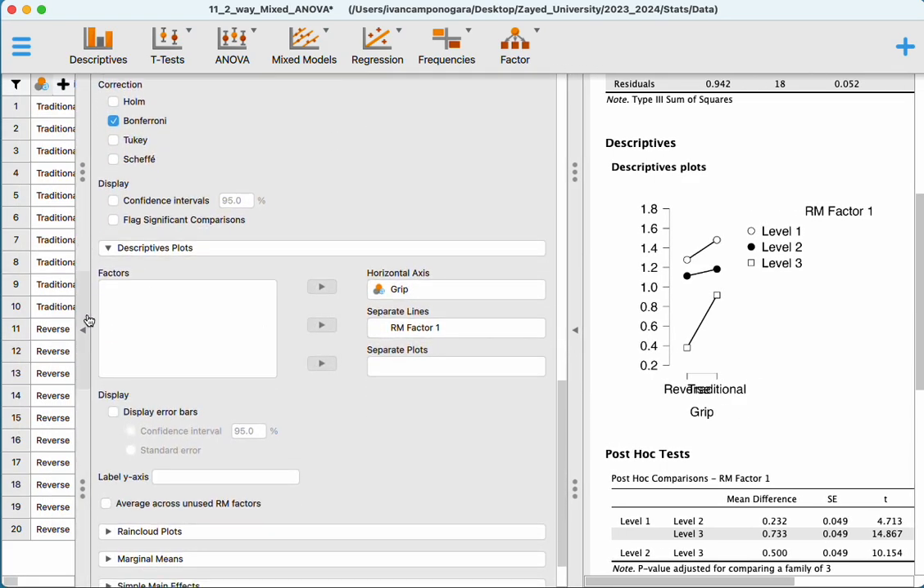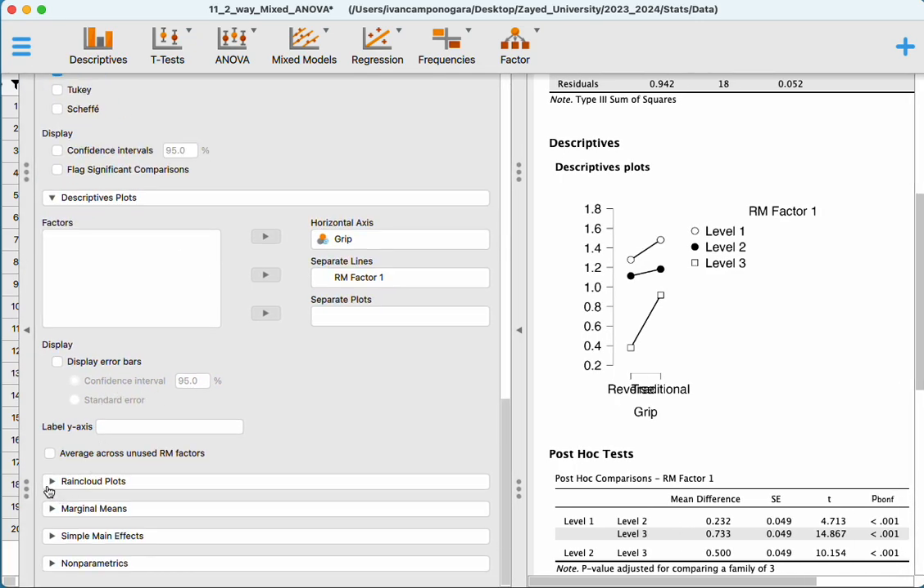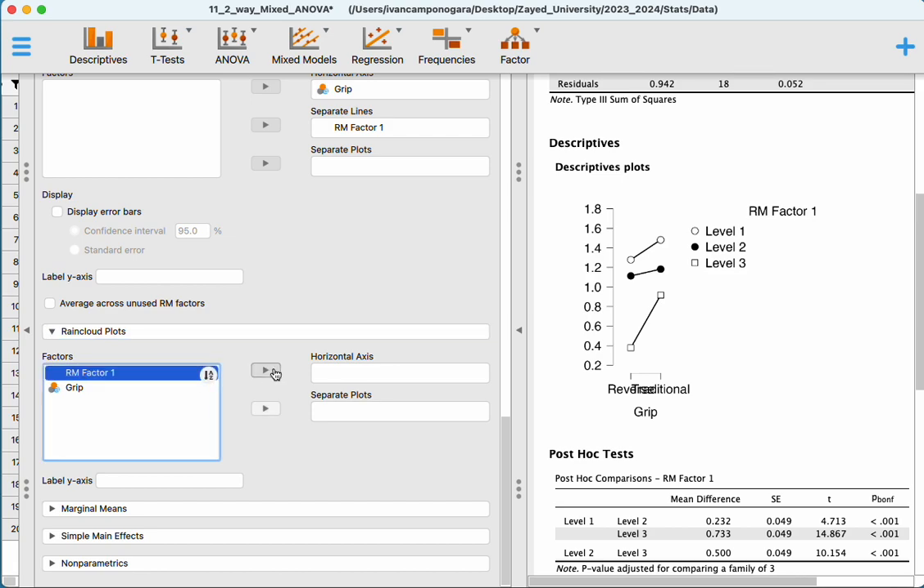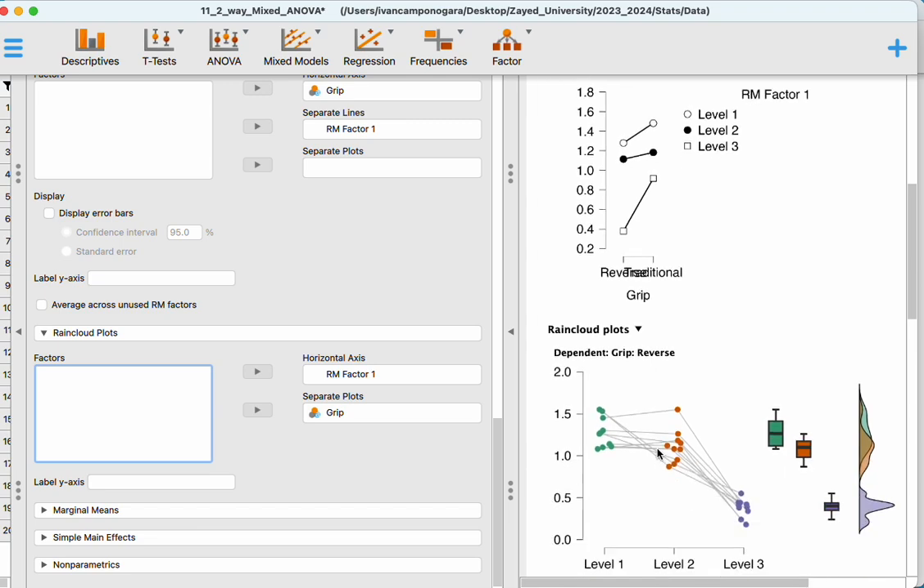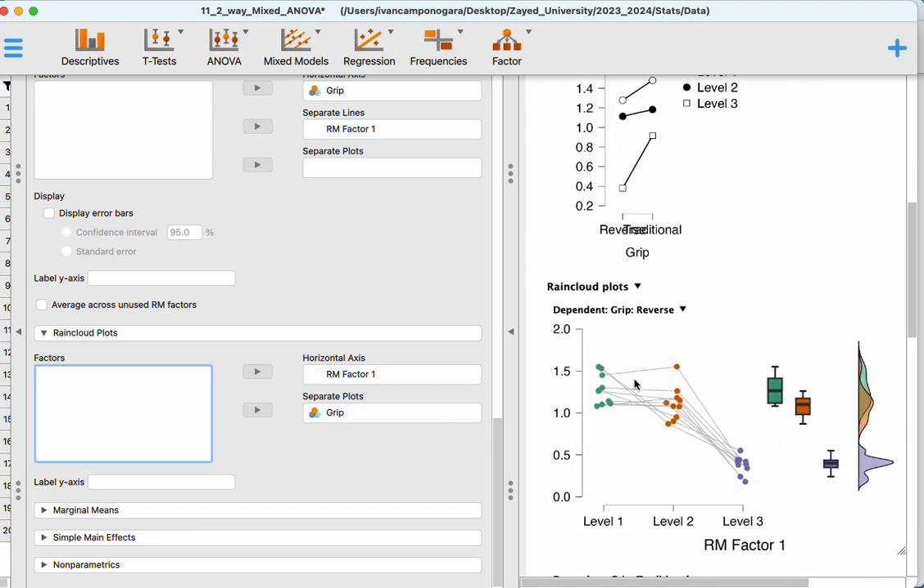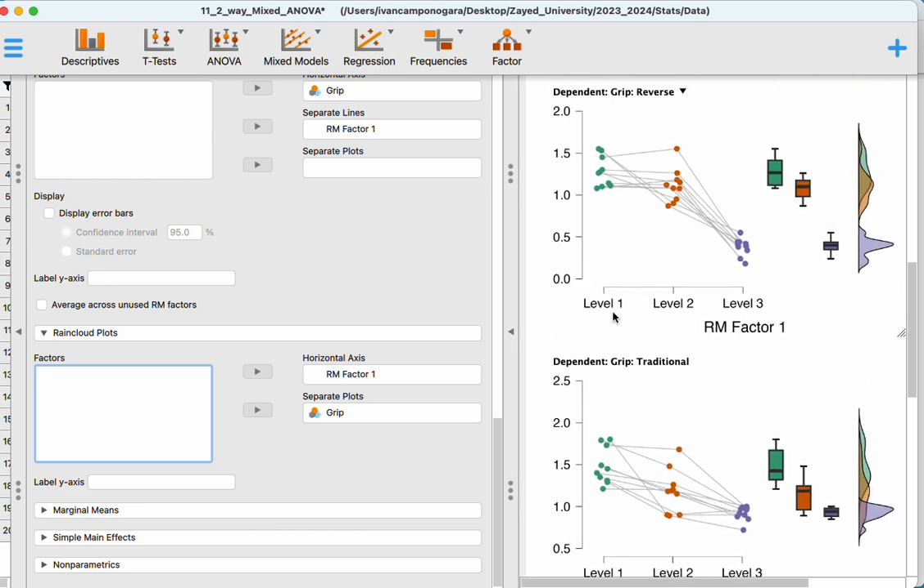Here you can also have the rain cloud plots, and you can put the data in this way. So in this way you have two plots, one for each grip. In this case you have the reverse grip and the traditional grip, and your horizontal axis has the measurement done at different time points, so 30 days, 50 days and 70 days. And here you can see the relationship between the three for each subject.